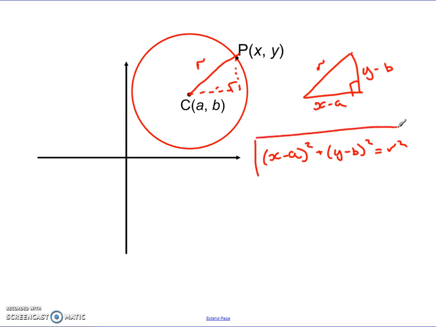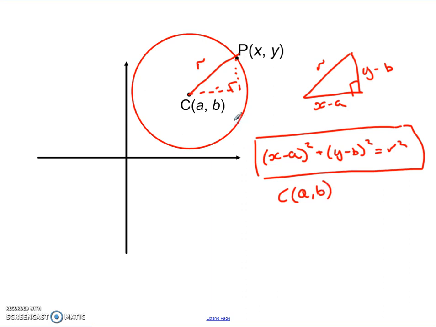This here gives us the equation of our circle. We could take any centre point a, b, plug it in here and calculate the radius we're after, and it'll give us a geometric representation of a set of points in a circular shape all located at that distance r from the centre. This here is your equation of a circle with a centre of a, b.